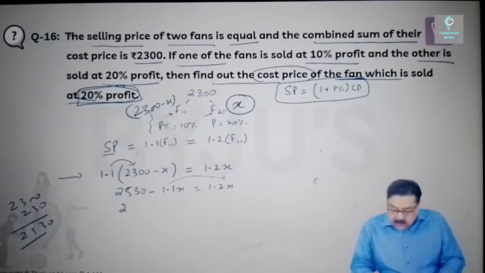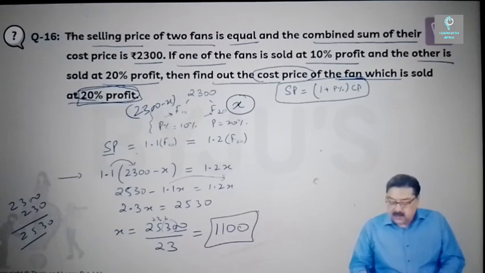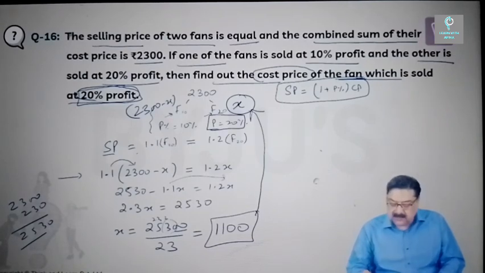This goes here, becomes 2.3 times X equals 2530, or X equals 25300 by 23. So 23 ones are 23, 2 remaining, combines with 2, becomes 23 again, ones are 23, 2 zeros remaining, so 1100. So the fan which got sold at 20% profit, its cost price was 1100 rupees.